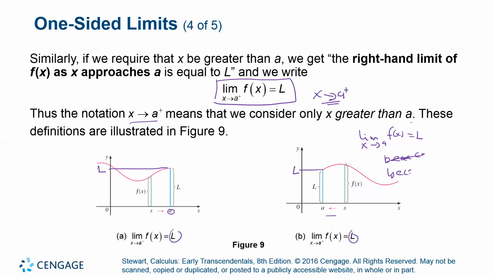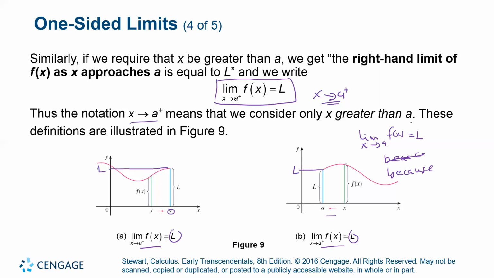Because the left-hand limit and the right-hand limit are all the same. In other words, the one-sided limits are equal, therefore the limit exists for that particular x approaching a.